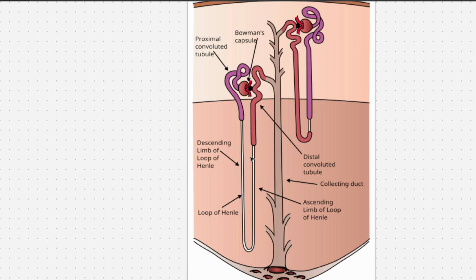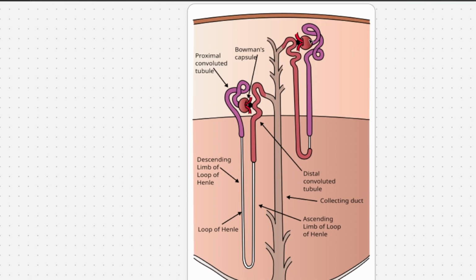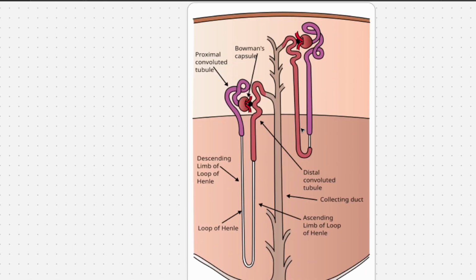We don't need this detail right now. But then after the loop of Henle, there's the distal convoluted tubule. So proximal convoluted tubule, distal convoluted tubule, and then the last part is the collecting duct. And the collecting duct, you can see here, it takes fluid from multiple nephrons.